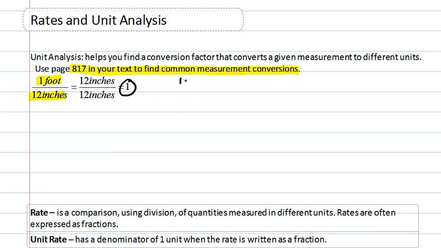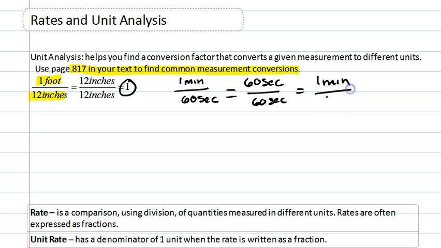Here's another example. Let's say that I have 1 minute over 60 seconds. This is basically 60 seconds over 60 seconds. Or I could write it as 1 minute over 1 minute, or 1.